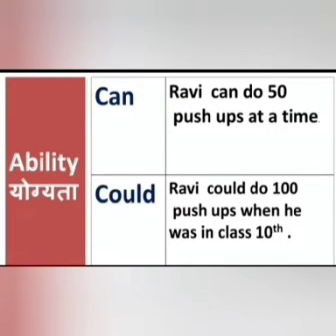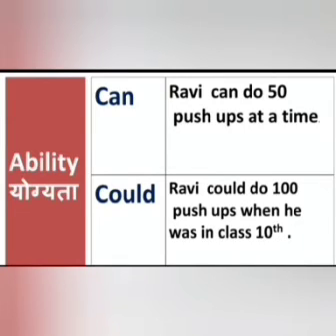And where we use could, we'll see. Ravi could do 100 push-ups when he was in 10th class. This is also ability, but it happened in the past. So when we are talking about the past, we will use the word could.